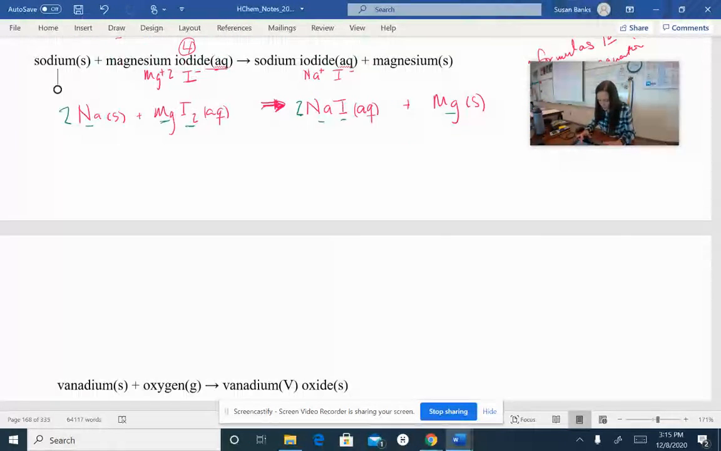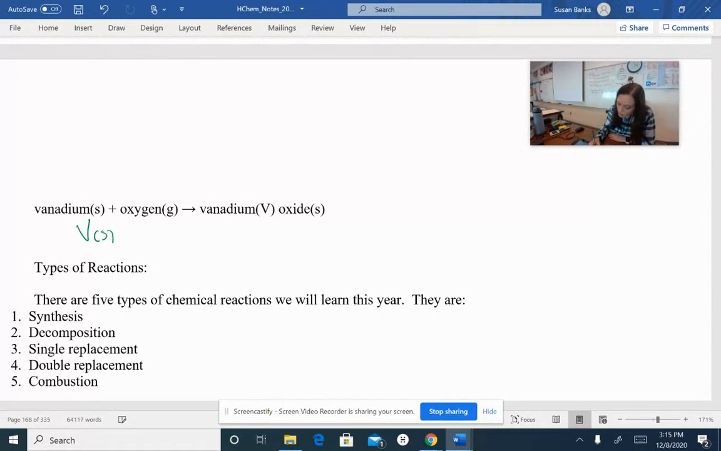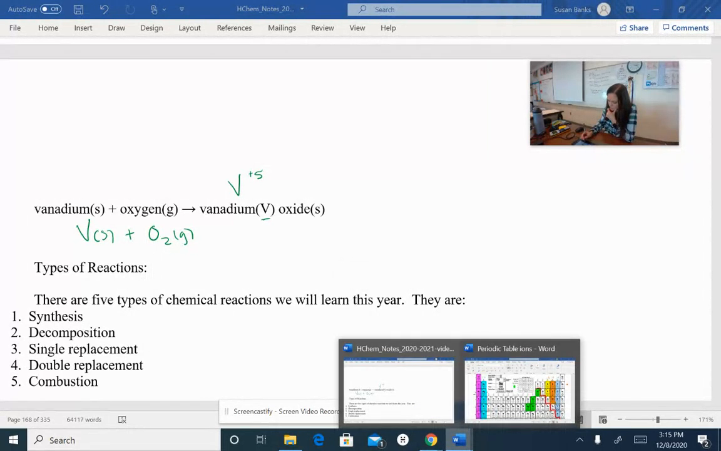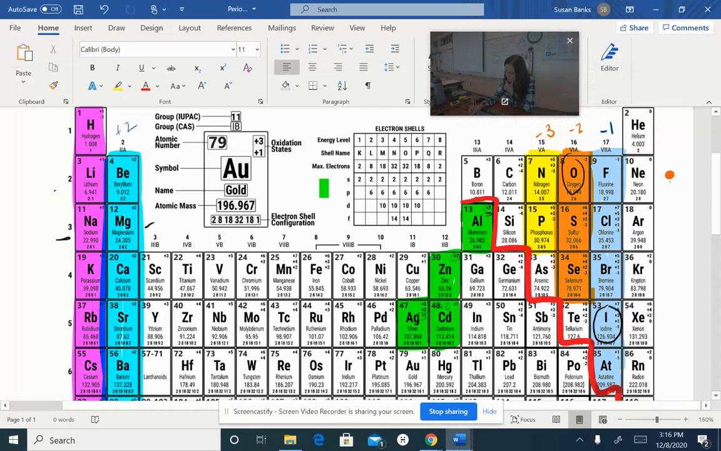All right. One more example. Vanadium, vanadium as a solid. Oxygen. This is one of our diatomics, right? Brinkel-Hoff. So oxygen is a diatomic. Vanadium, that's going to be a +5 right there. That V tells me it's a +5. What charge does oxygen acquire? Let's look. Oxygen acquires a -2 charge.